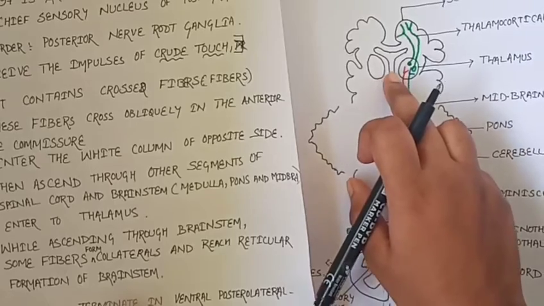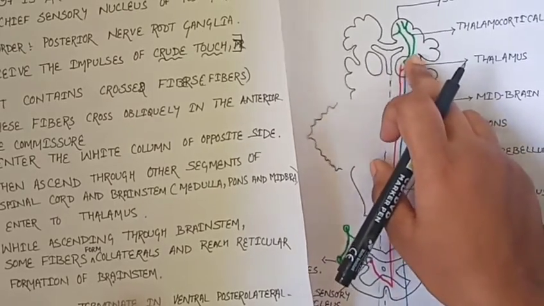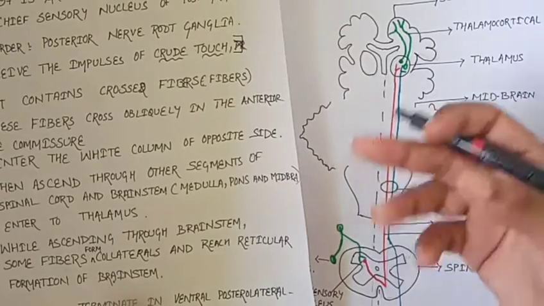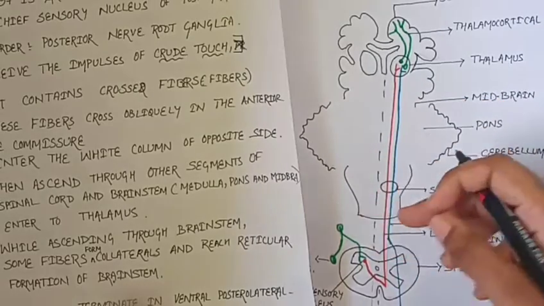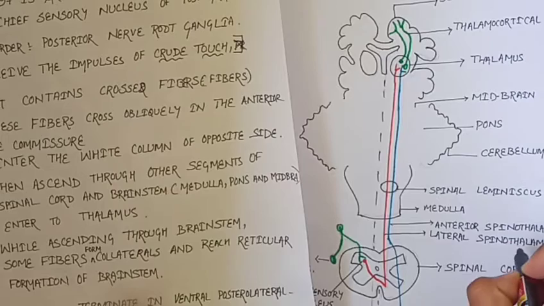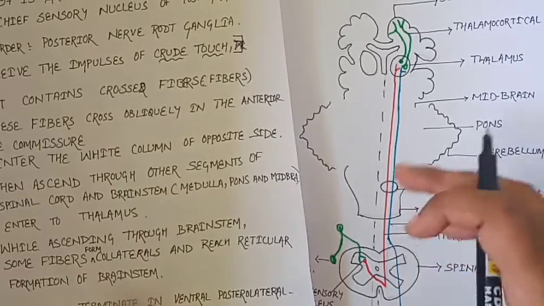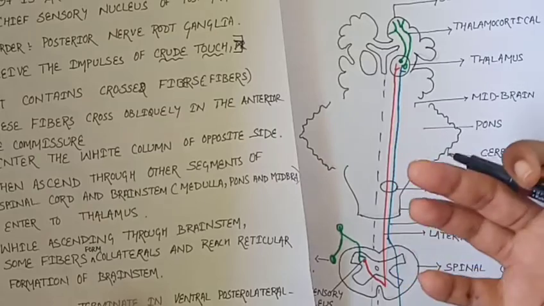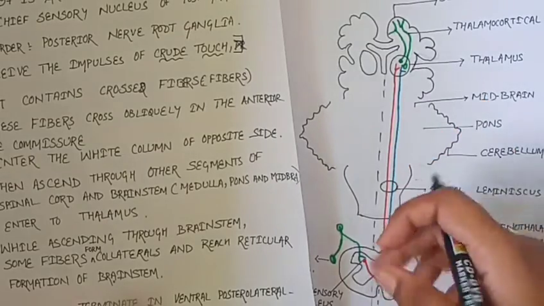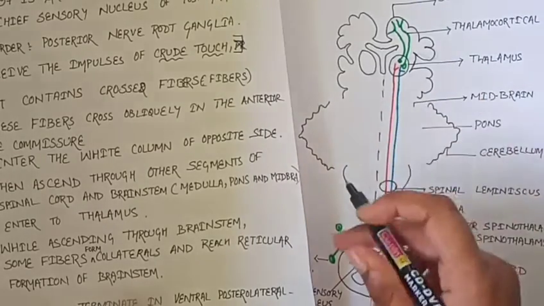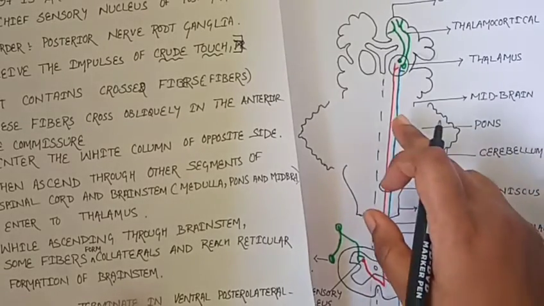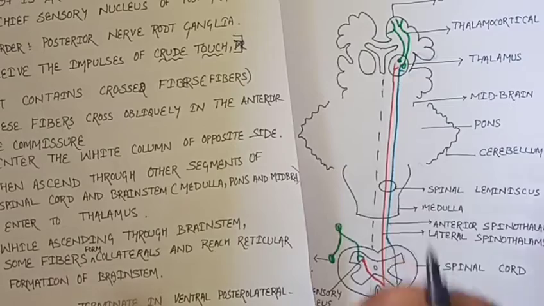It synapses in the thalamus. In the thalamus, this part with the blue color is what we discuss here; the red color we discuss separately because it is the lateral spinothalamic tract. It has no role in touch sensation, so we only discuss touch sensation in this video. That's why we do not discuss the red color fiber, the lateral spinothalamic tract. We only discuss the anterior spinothalamic tract.